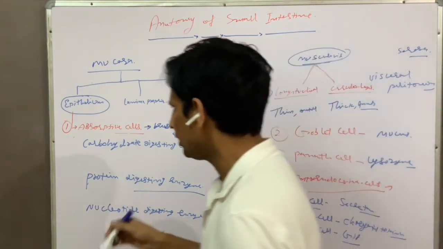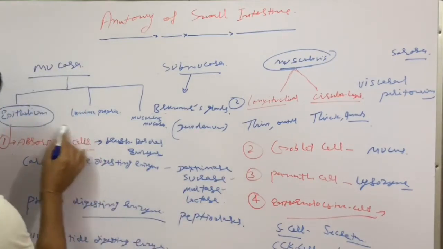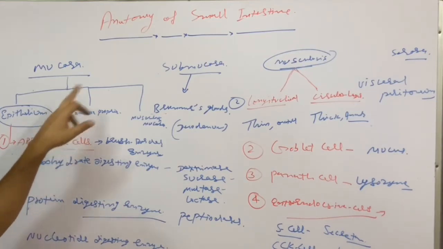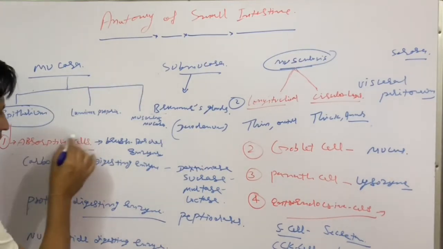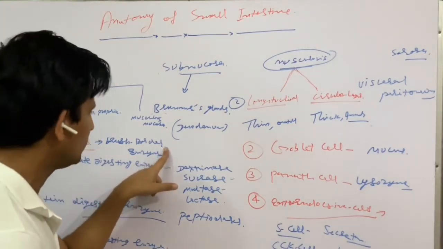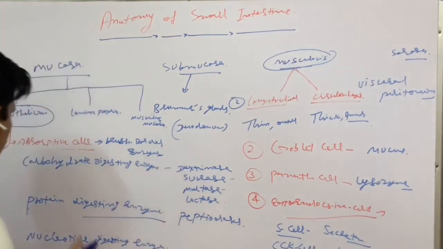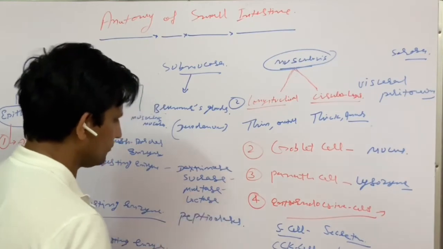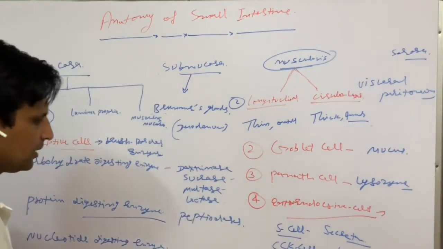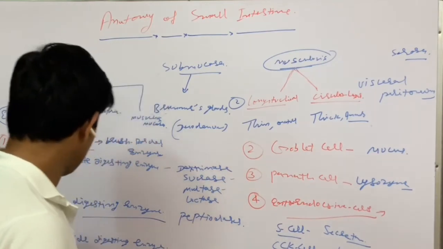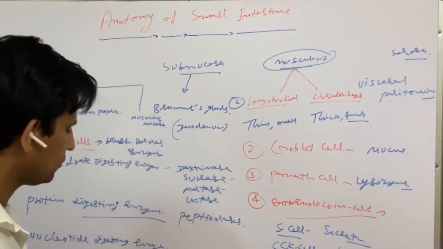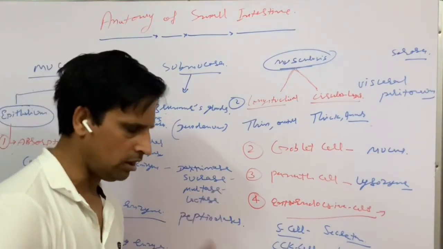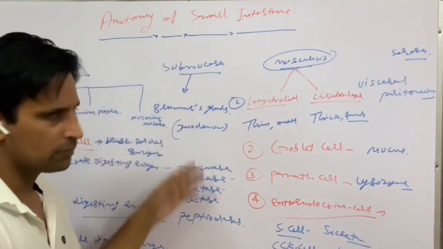So there are four types of cell. One is the absorptive cell, which is situated in the epithelium of the small intestine, and the absorptive cell secretes brush border enzymes. There are a lot of enzymes. Main carbohydrate digesting enzymes are the dextrinase, the sucrase, the maltase, the lactase, and the protein digesting enzymes are the peptidases. Some nucleotide digesting enzymes are also there, nucleotidases and the phosphatidases. So these are the basic brush border enzymes.